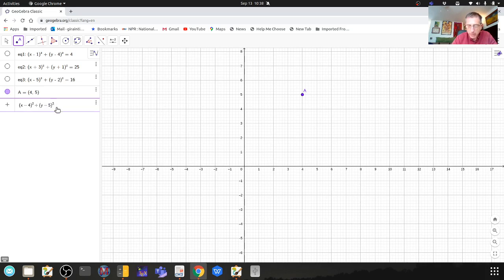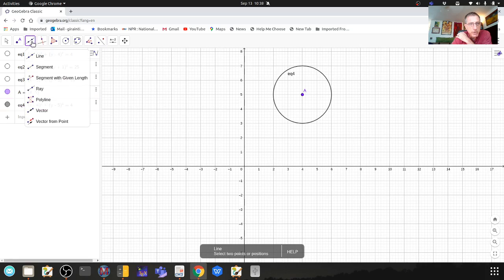And I said I wanted my radius to be equal to, sorry, I don't want it up there. I want my radius to be 4, and that's the same as 2 squared. And right there we go. I have a circle centered at my point of radius 2.